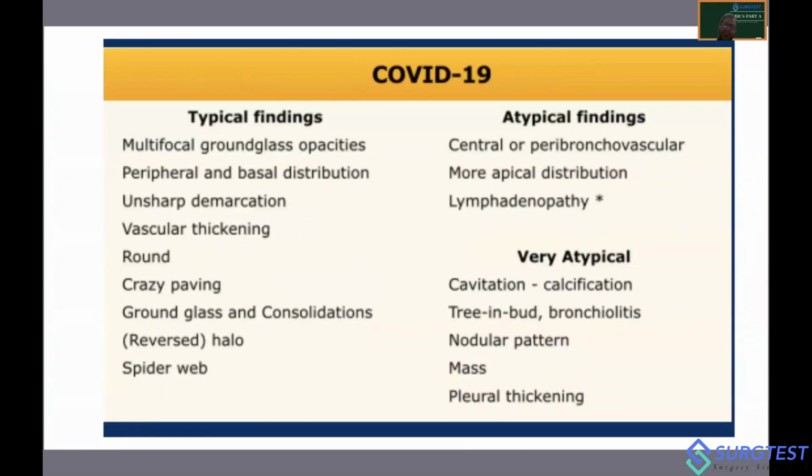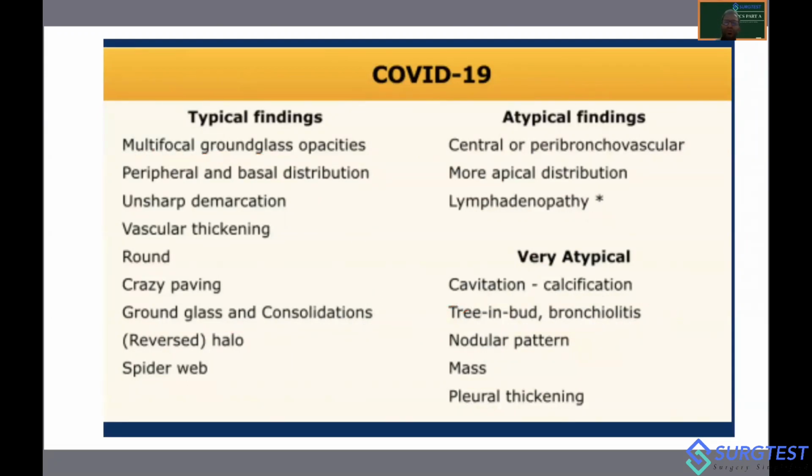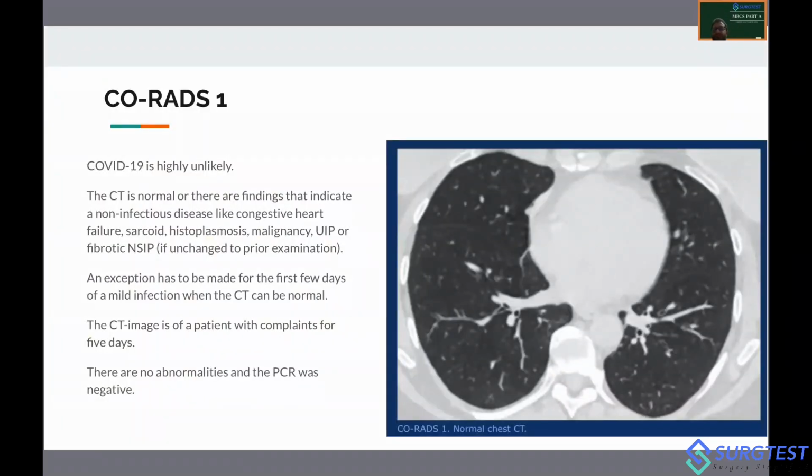So the typical findings are multifocal ground glass opacities and ground glass consolidations. Very atypical findings such as tree in bud appearance, nodular pattern, pleural thickening, and lymphadenopathy can also be present. So let's have a clear look at how the CT findings look.